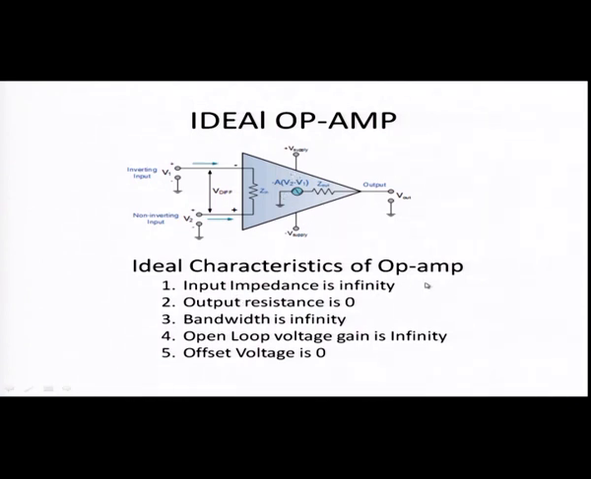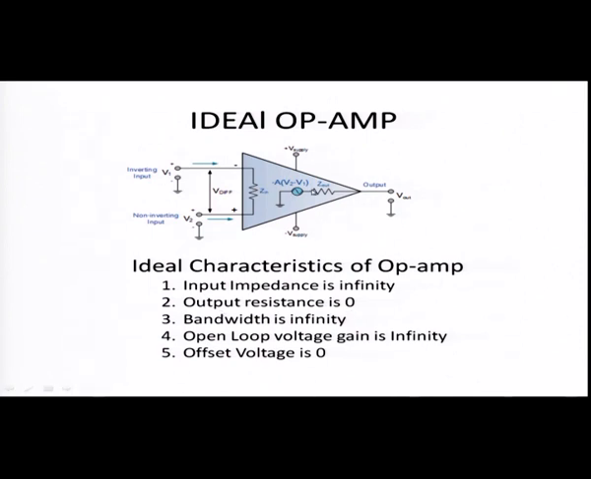The ideal characteristics of the operational amplifier: the input impedance must be equal to infinity. Why? Because even a lower amplitude signal can be amplified by using an operational amplifier. If this input impedance is very high, then this resistance will not act as a load to the small low amplitude signal at the input terminals. So, this input resistance must be very high, or infinity ideally.